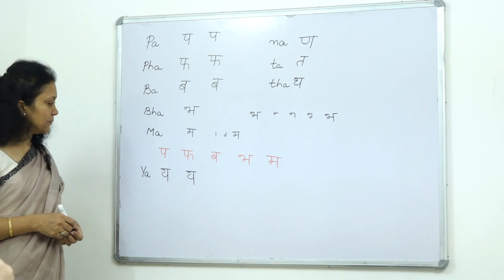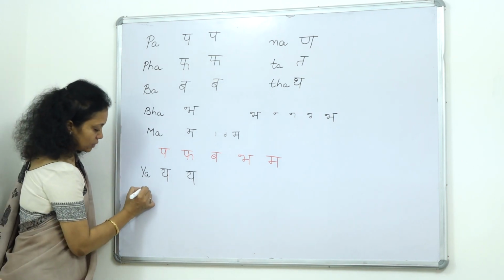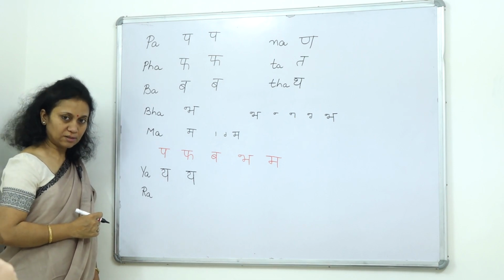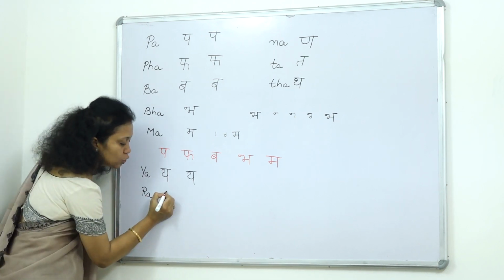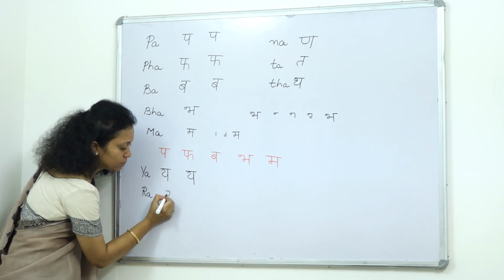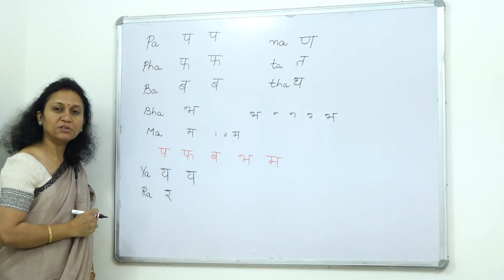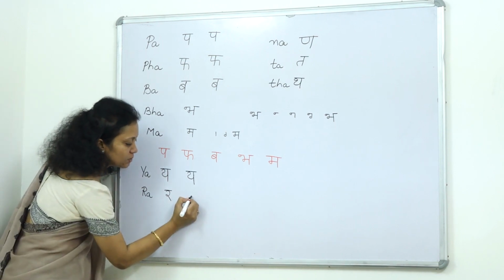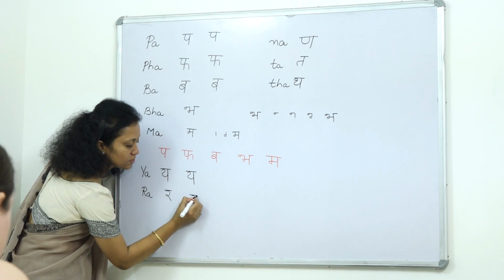And then for the next one, which is R, very easy. Just make a 2. Start with a little semicircle, a loop, and a diagonal line. So that's R. Once again, a semicircle, loop, diagonal line down.